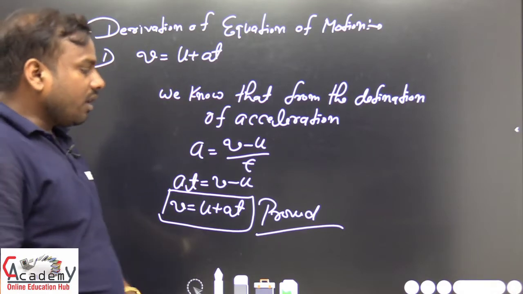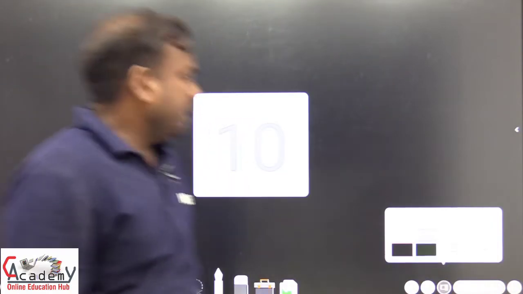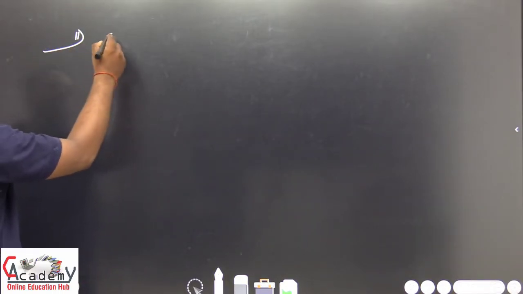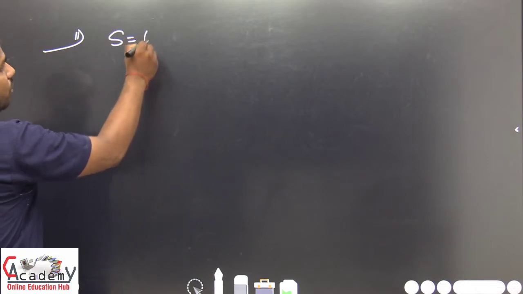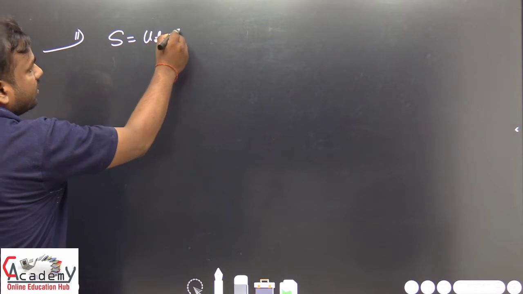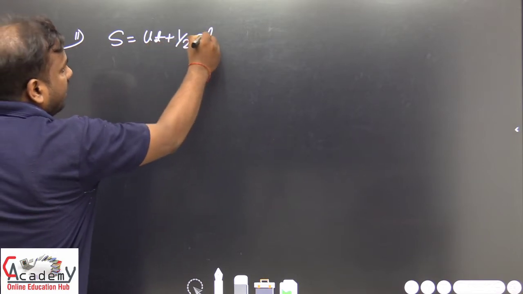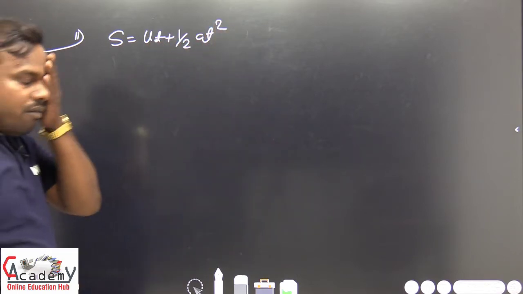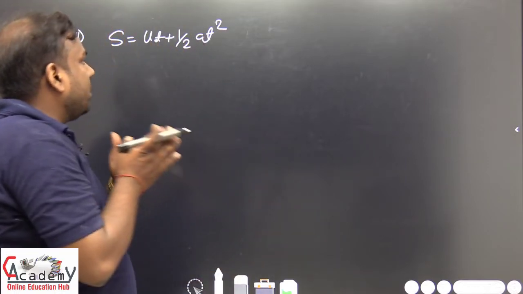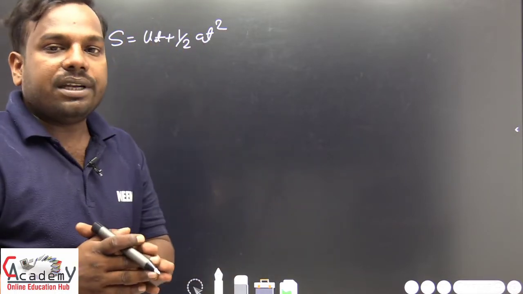Now second, what is the second equation of motion? Second: S is equal to UT plus half AT square. How do we get S, the second equation of motion? S is equal to ut plus half at square.